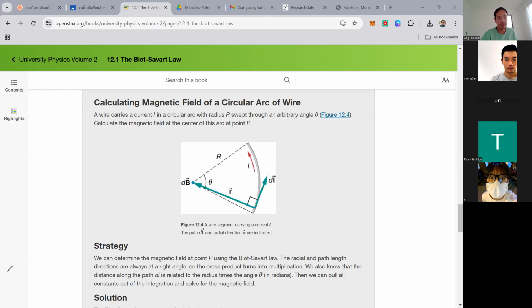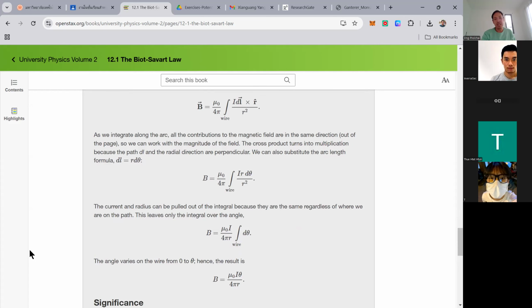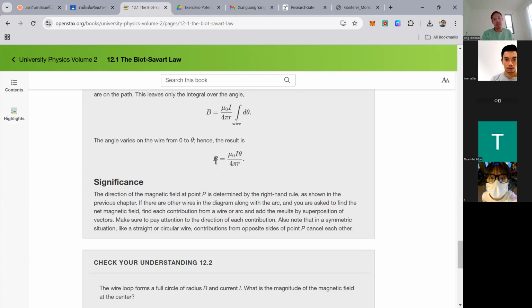So you're gonna get B equals mu naught over 4 pi. This R is gonna be constant, big R. Okay, and d theta over R squared. So in the end, you're gonna get this formula that the magnetic field is gonna be mu naught I theta over 4 pi big R. And theta is just the angle of the arc.